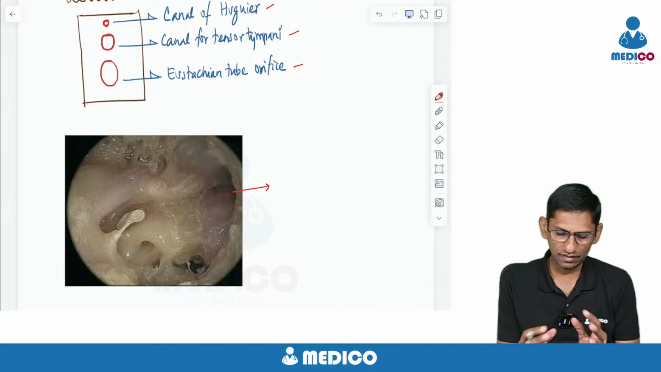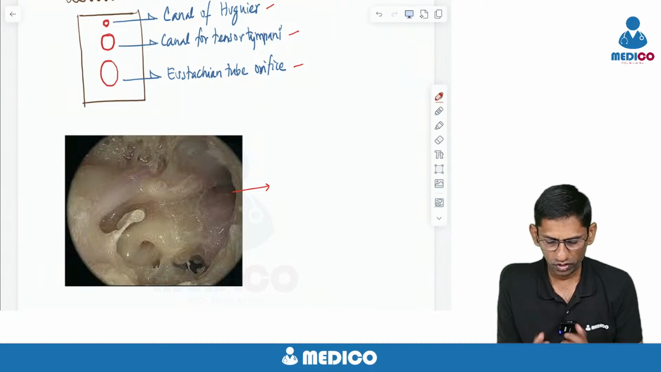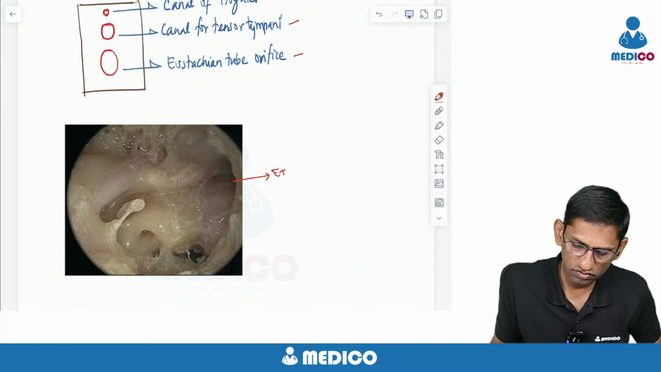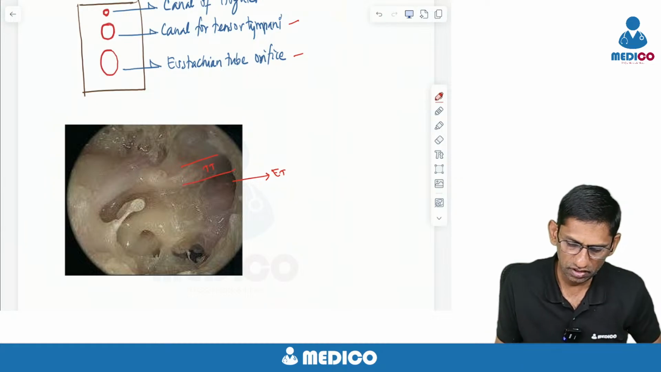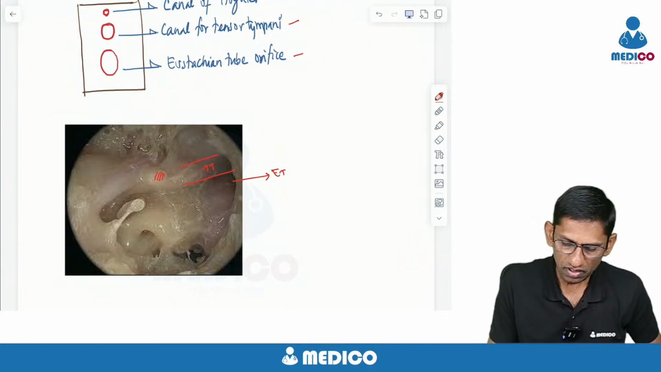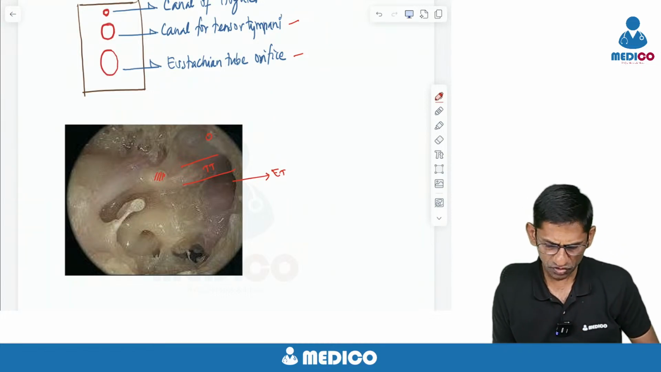So how does a real anatomy picture of the middle ear appear? That's why I have given pictures like this. This is the eustachian tube orifice, and this is the bony canal of the tensor tympani. Please remember, this gets attached to a bony prominence here, called the processus cochleariformis, and above that there will be a small opening, the exit point for the chorda tympani. So these are the things.